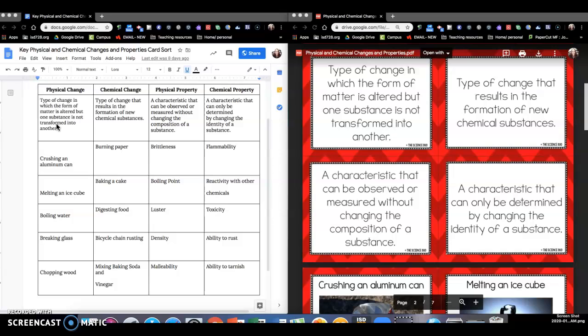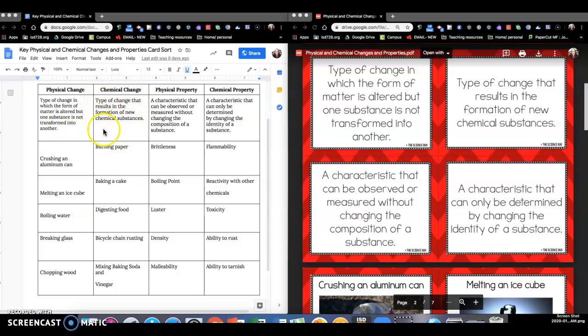The difference between a physical change and a chemical change is that a physical change is the type of change in which the form of matter is altered, but one substance is not transformed into another. So the identity of the substance stays the same. If we look at the molecules under a microscope, they would look exactly the same. They just might be moving faster or slower. When we have a physical change, oftentimes it can be reversed. So we can kind of undo it. Not always, but a lot of the times we can.